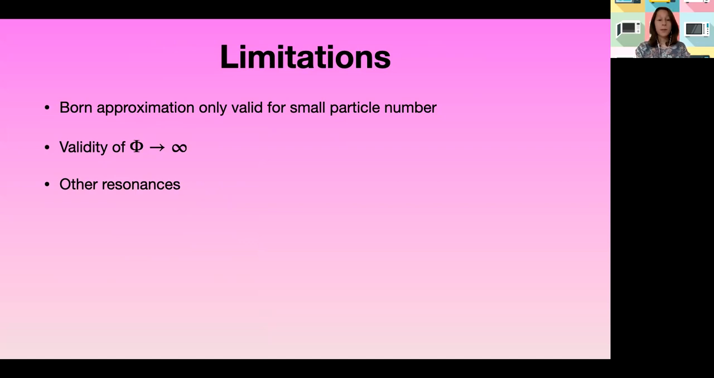Secondly, we assumed that the endpoint can be taken to infinity, and this is only valid if particle production takes place far away from the endpoints. And third, as we saw in the double pole case, there could be other resonances due to narrow or broad resonance, and these are of course not taken into account in the semi-analytical approximation.